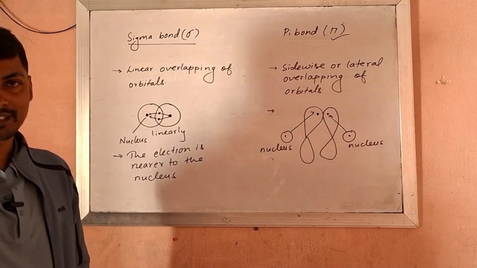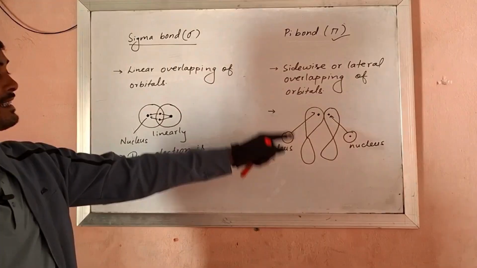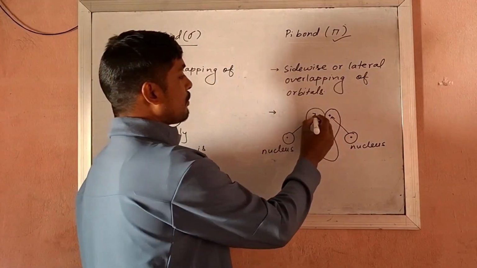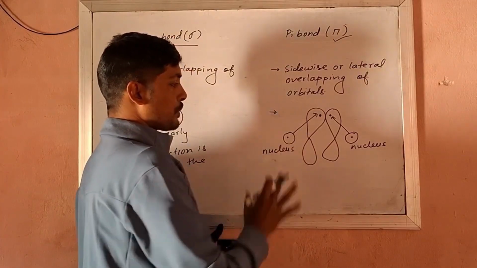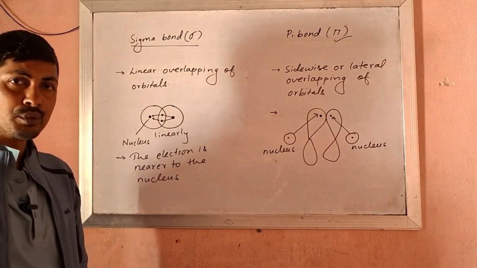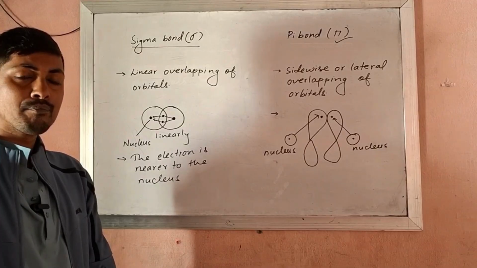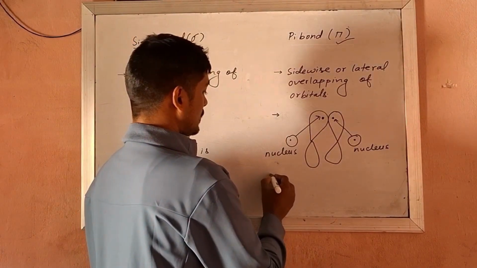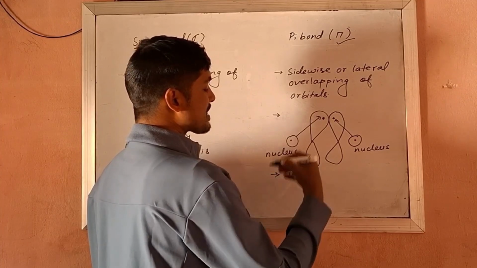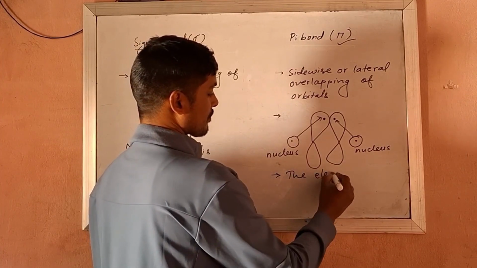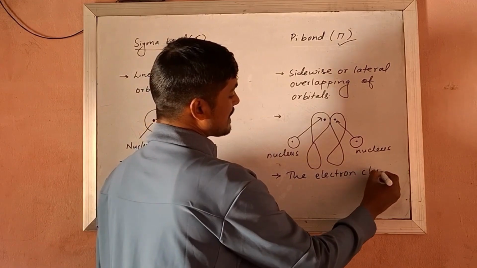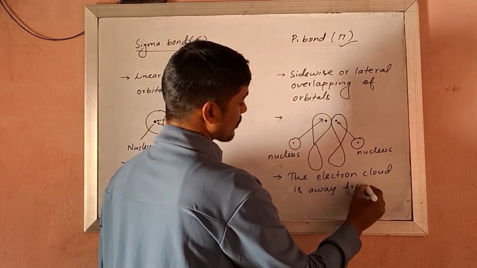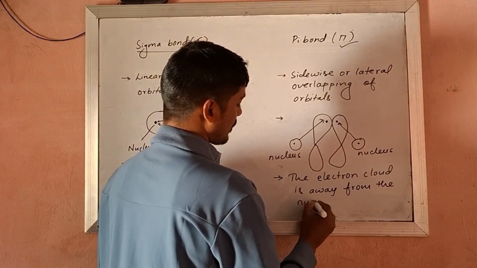In bonding, two atoms are involved. Now these electrons which are in the pi bond are far away from the nucleus. So the force of attraction of the nucleus to those bonded electrons is very less. It means the electron cloud is away from the nucleus.